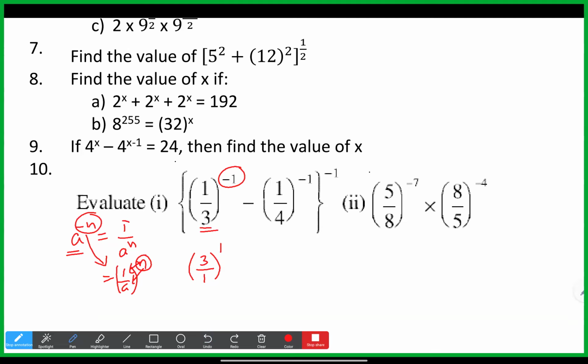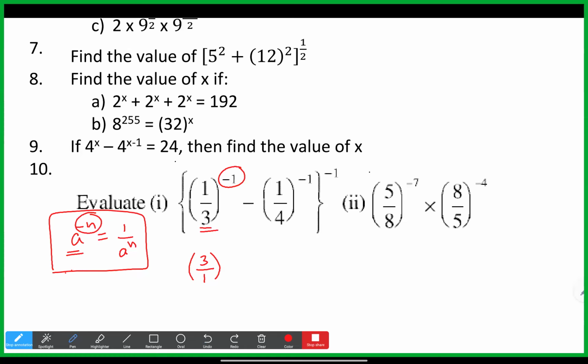So 1 power anything is 1 only. So that's why they'll write this as 1 by a power n, since 1 is there. So simply you can remember it like an easy way: whenever you see a negative power for a fraction, just reciprocal it and make the power positive. And that comes from this law of exponent only.